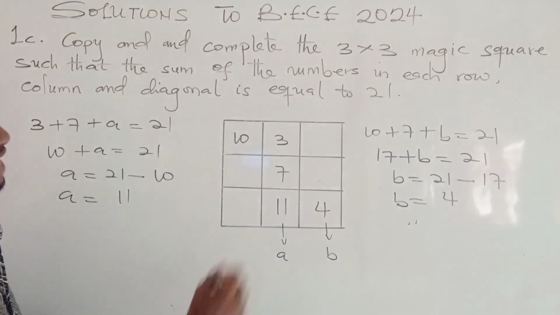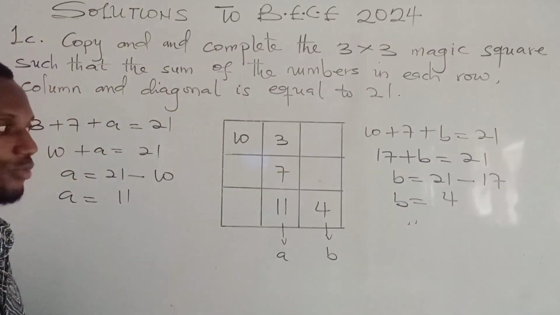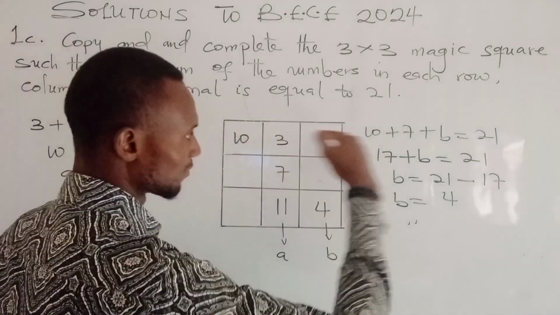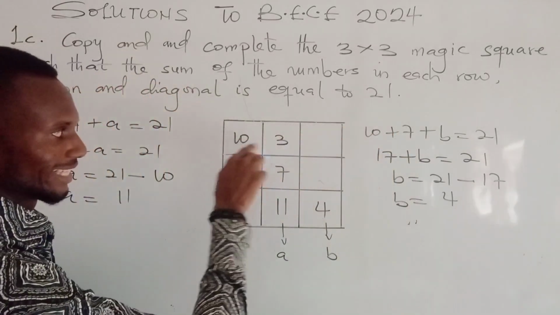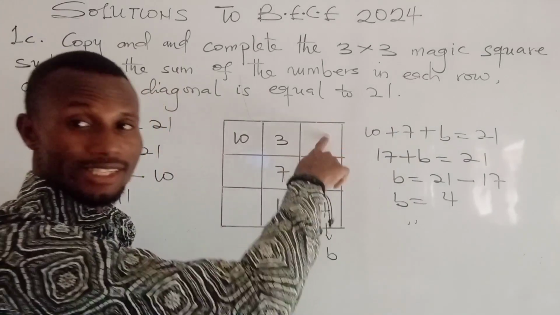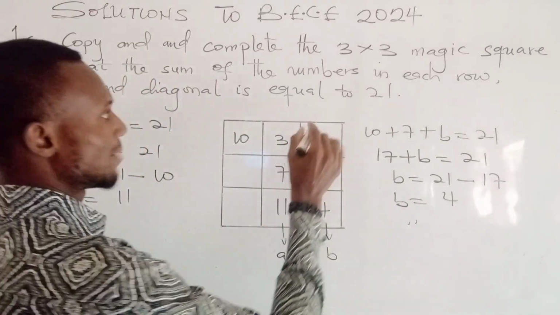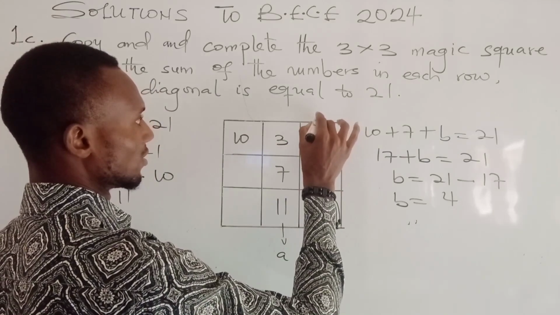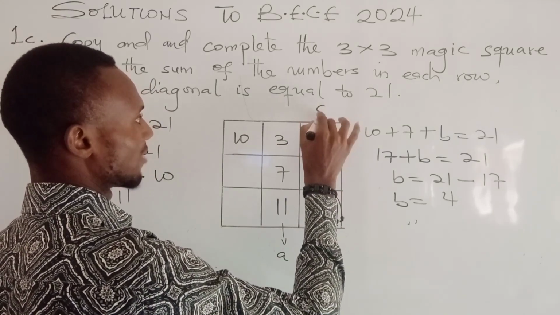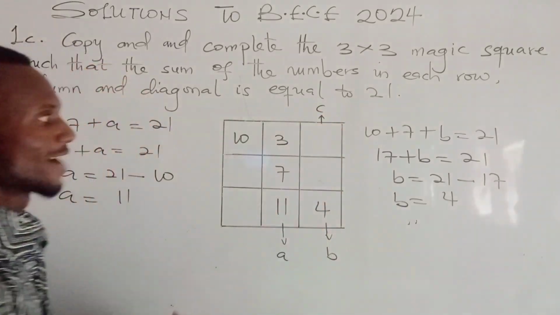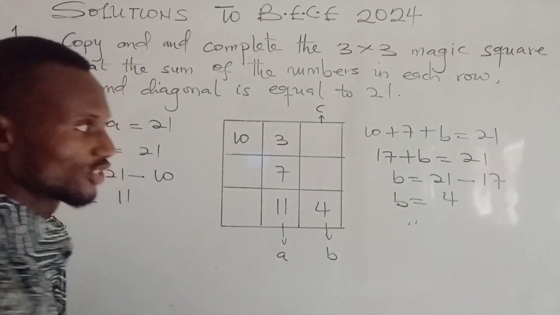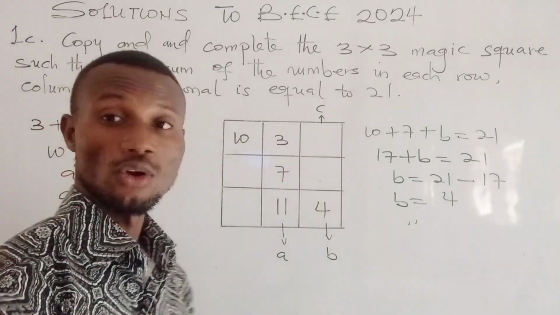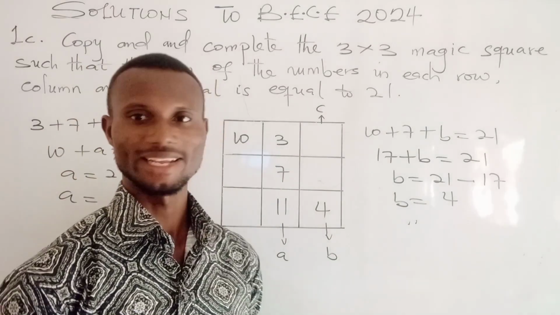Now we can find this side also. I hope you agree with me, because we have two values in this row being given, which are the 10 and the 3. So we can easily know this side. So let me represent this side by a variable. Let me say C. So we are going to do 10 plus 3 plus C equals 21 so that we can get the value for C.